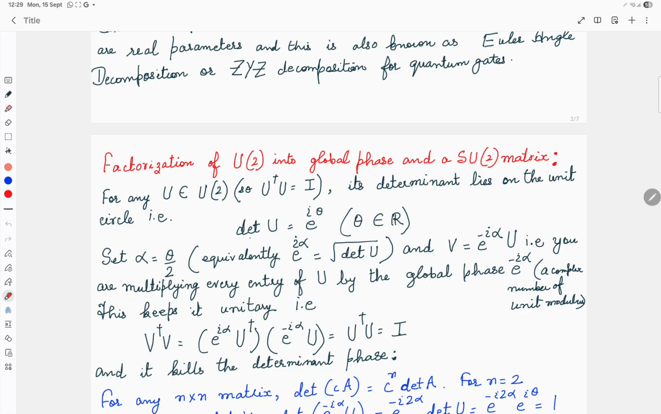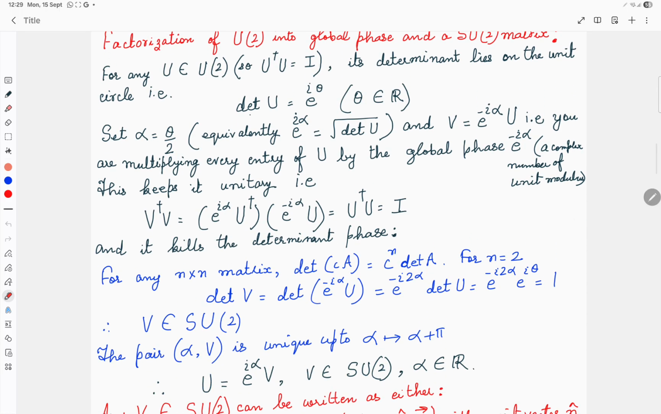That is, you are multiplying every entry of U by the global phase e to the power minus iota alpha, which is a complex number of unit modulus. So this keeps it unitary. Therefore V matrix will remain unitary, and it will not have the effect of the global phase, and it kills the determinant phase, so the determinant will be equal to 1. Therefore V matrix will be SU2 group but without global phase, right?